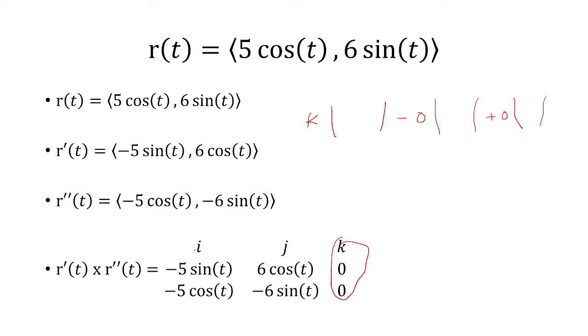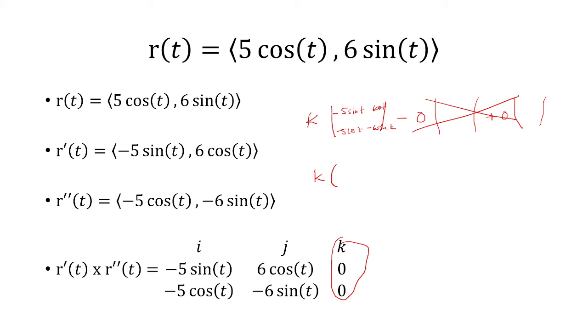So the way it works is we're going to hide the first row and last column, and so the matrix here is negative 5 sine t, 6 cosine of t, negative 5 cosine of t, and then negative 6 sine of t. The other two matrices, I don't care what they are because I'm going to multiply by 0, and that's just going to cancel. Okay, so now we have to find the determinant of this matrix.